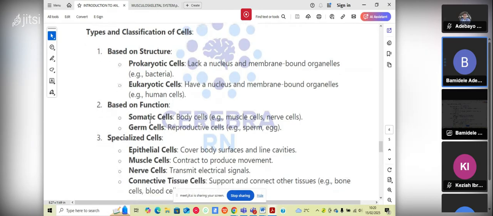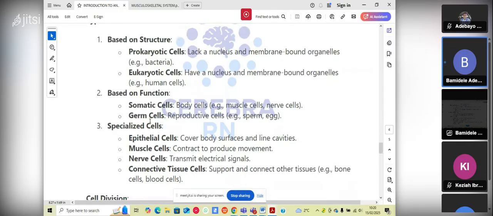We can also classify them based on function: somatic cells and germ cells. Somatic cells are just body cells, like muscle cells, while germ cells are the ones that help in reproduction specifically. So your sperm cells and your ovules, your ova or egg cells, those are germ cells. Every other body cell is somatic. Growth is somatic, but reproduction is germ cell.